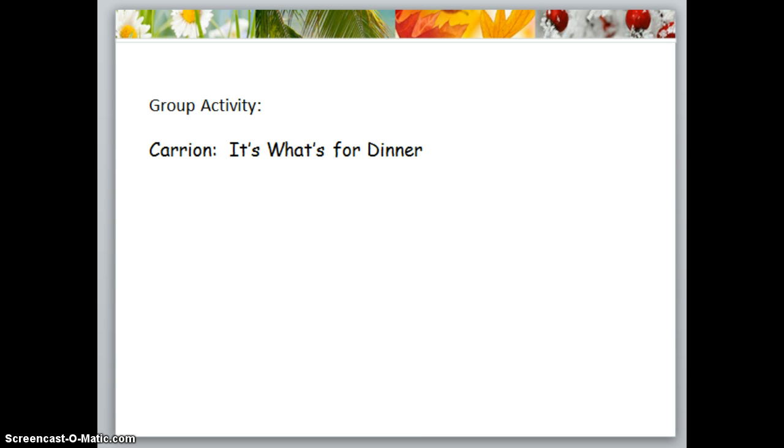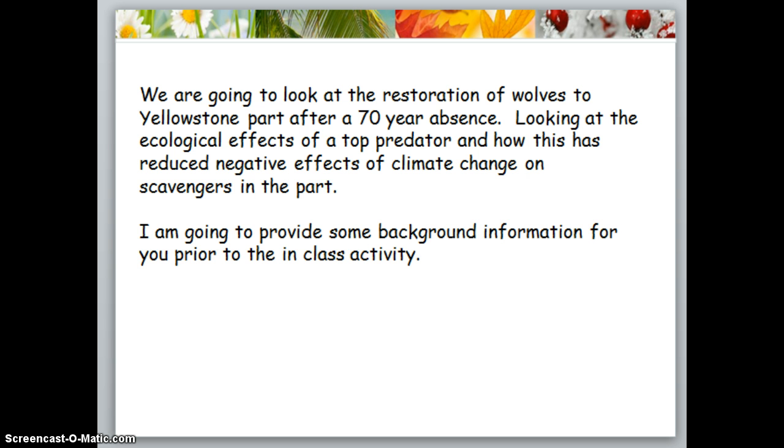So what I'm going to do now is briefly go over a little bit about the in-class activity that we are going to do, just so you have a little bit of background before you come in. The group activity is called Carry On, What's for Dinner? And we're going to be looking at the restoration of wolves to Yellowstone Park after a 70-year absence. We'll be looking at the ecological effects of a top predator and how this has reduced negative effects of climate change on scavengers. So I'm going to give you a little bit of background information.